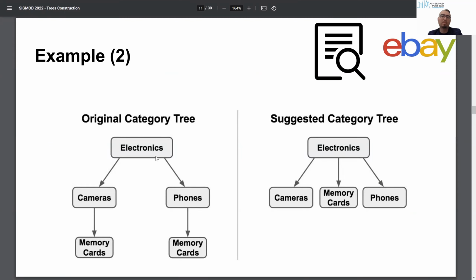So assume that you have the memory card query. In the suggested tree, you can go under the memory cards category under electronics. But in the original tree, since you have the division between memory cards for cameras and memory cards for phones, which are mostly the same types of products, okay? They are just historically divided into two categories. You cannot return one specific category, so probably you'll need to return the whole electronics category.